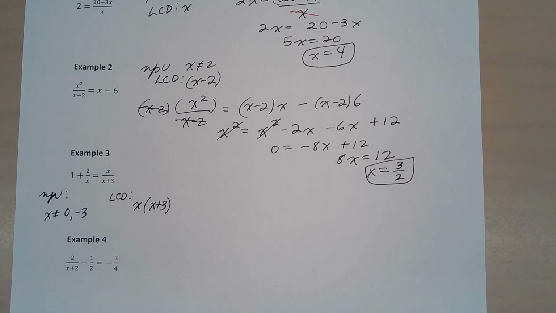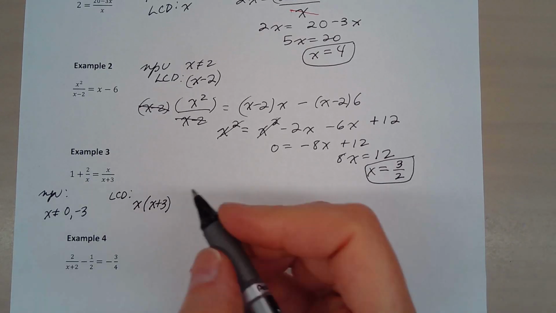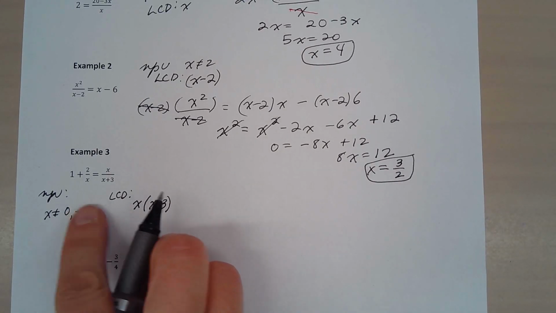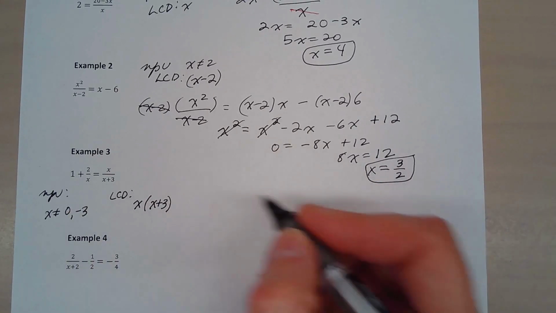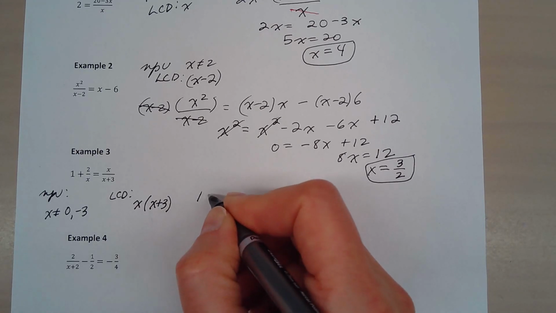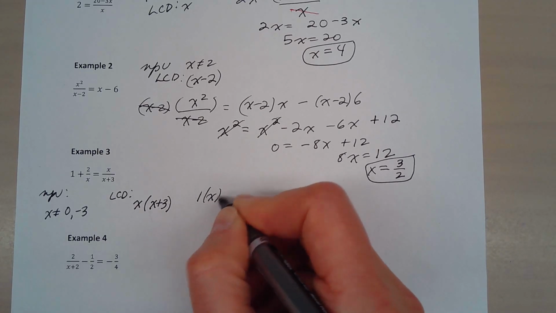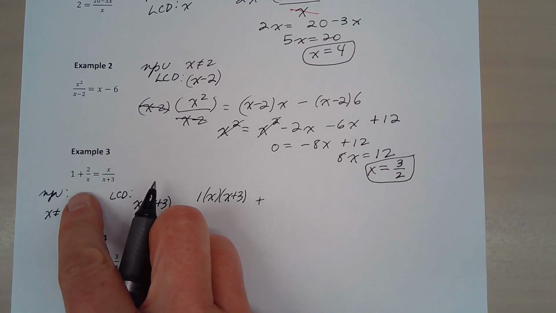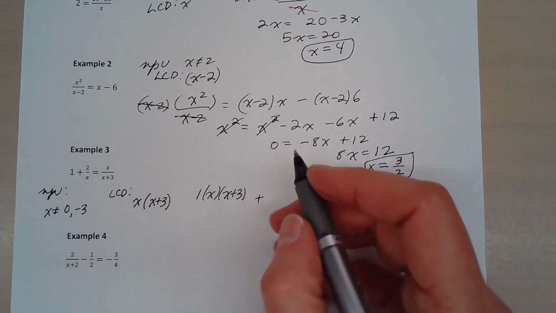Come up with a solution, anyone? What'd you get? Negative 6 over 5. Did anyone else get negative 6 over 5? Yeah, so it sounds like that's a good one. So every term is going to get multiplied by x, x plus 3. So that means my 1 is going to be multiplied by x, x plus 3. When I multiply this next term, the 2 over x, the x's cancel.